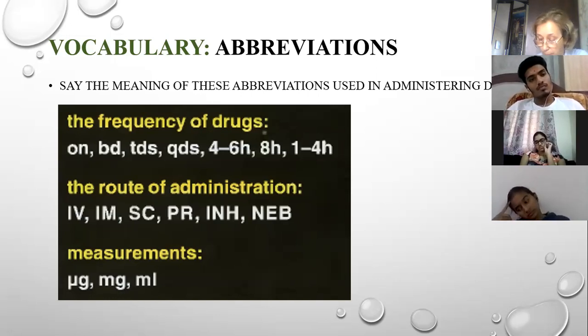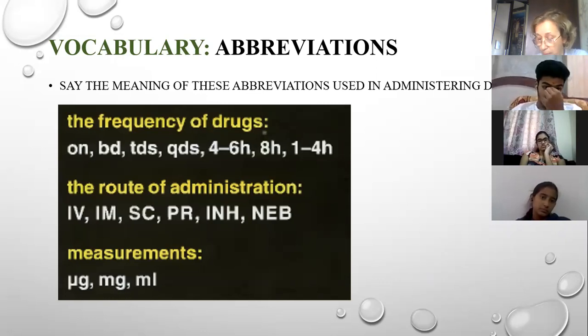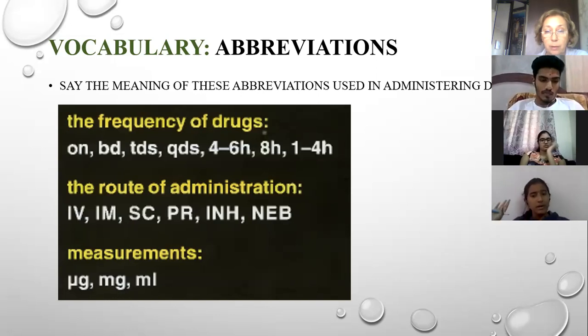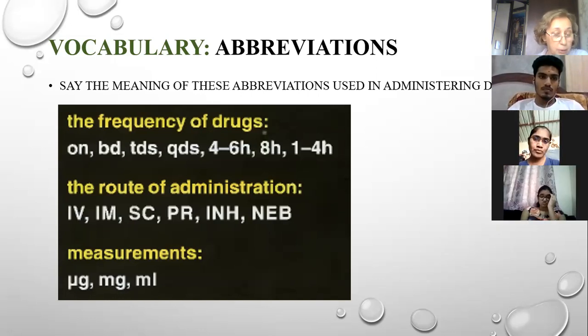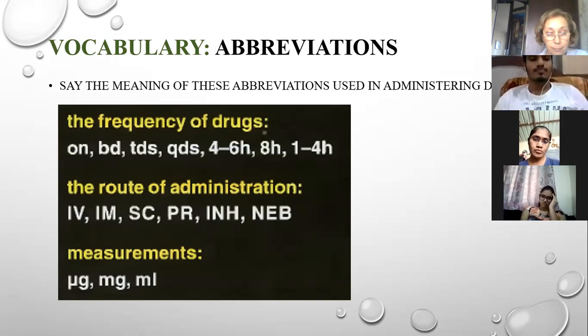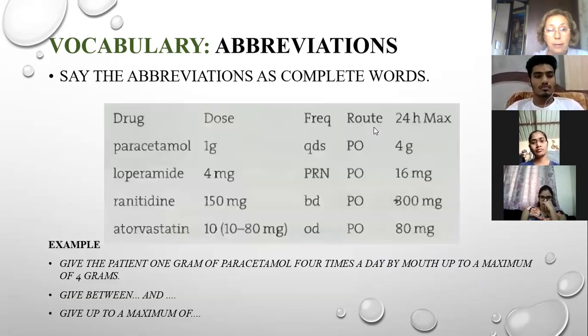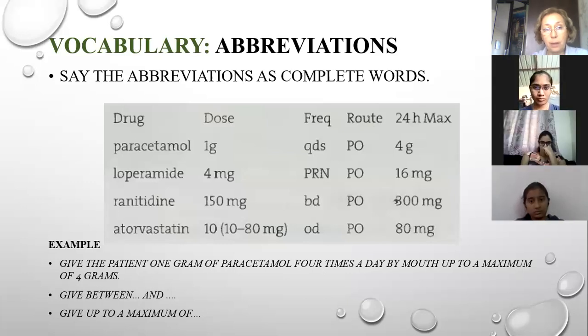INH means inhalation, ma'am, like respiratory, like breathing in. NEB means, I don't know, ma'am. Who can help us with the last? Nebulizer. Yes, by nebulizer. Okay, exactly. And now the measurements. So the first one is micrograms. Second is milligrams and milliliters. Exactly. Okay.